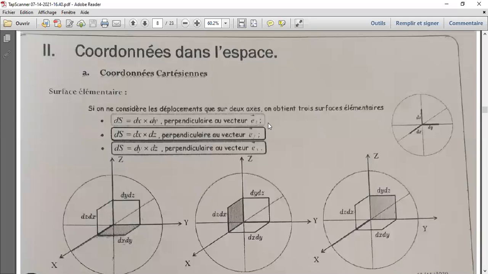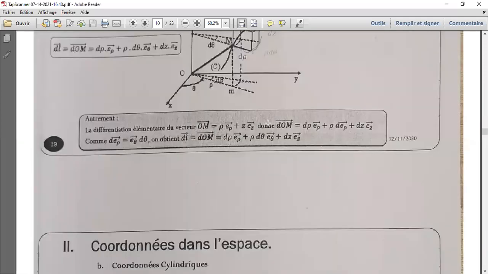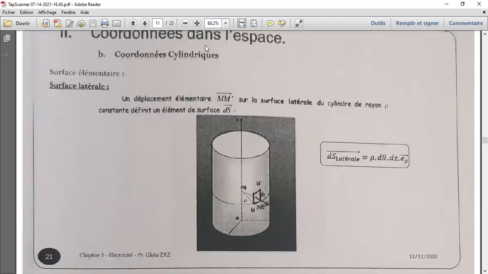It's the same thing with here. If you have seen here, we have said that rho is constant, which means that d rho will give you 0. So it means that you don't include d rho. So which vector are you going to use? You are going to replace it by vector e rho.